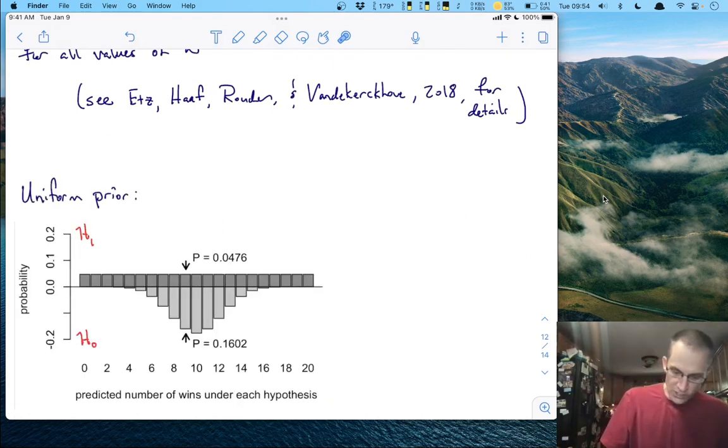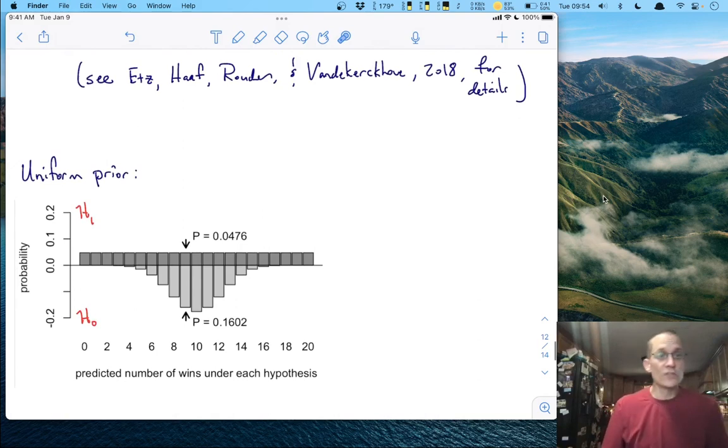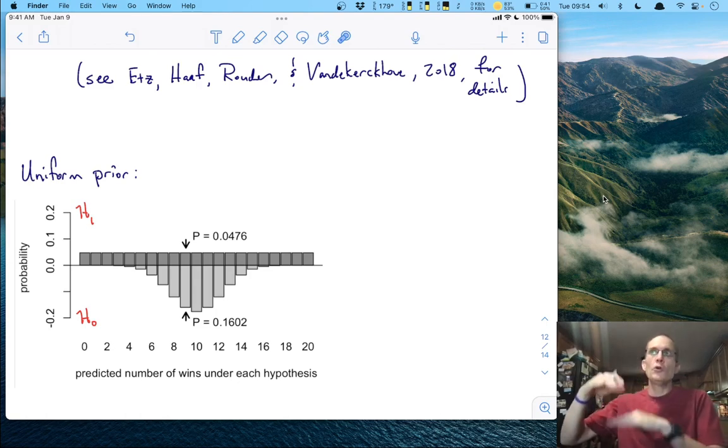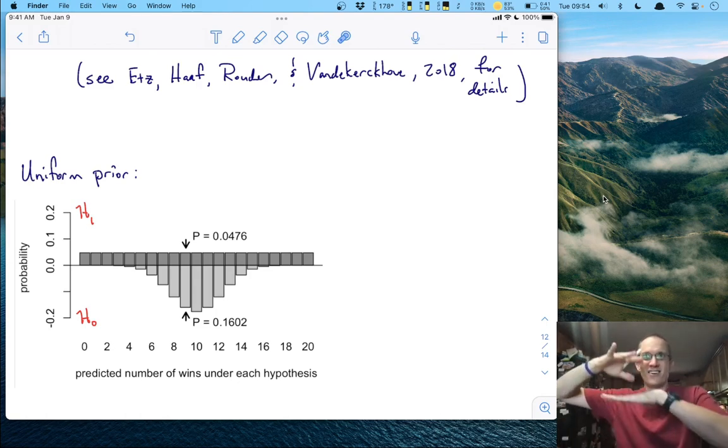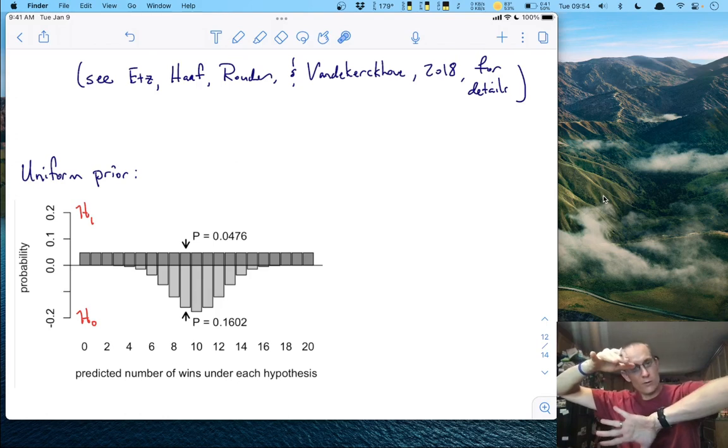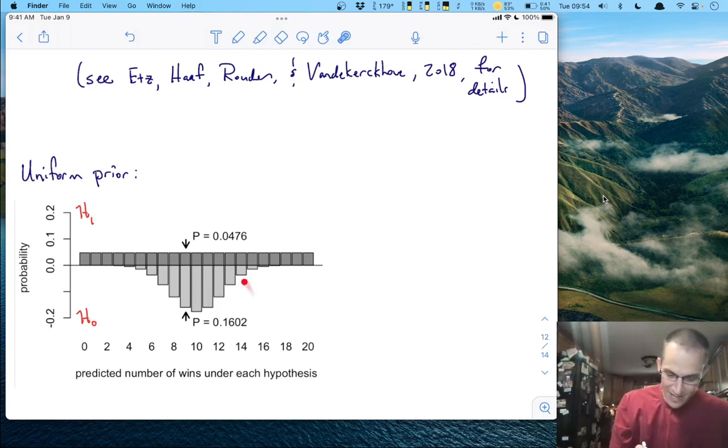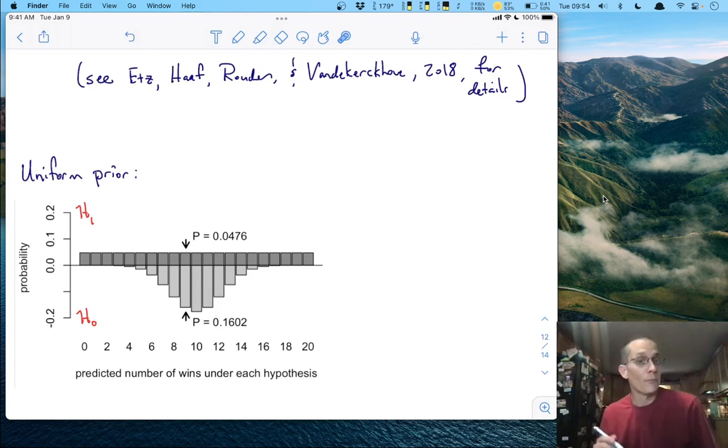Okay. So first of all, you have to specify the prior. So let's use the uniform prior first. And so the way this plot works is it presents two bar graphs kind of on top of each other, but one of them is flipped down below. So even though it's negative down here, this is just upside down. Okay.